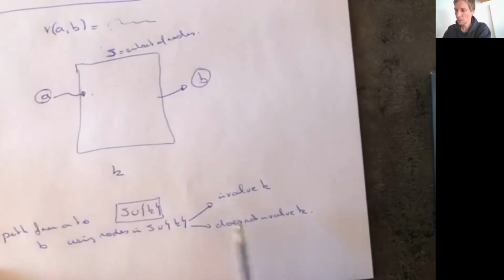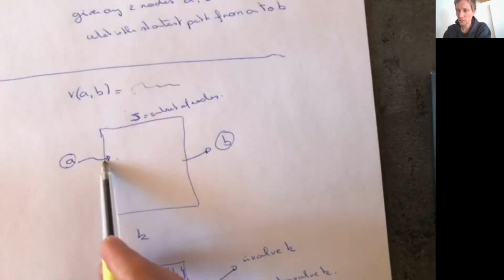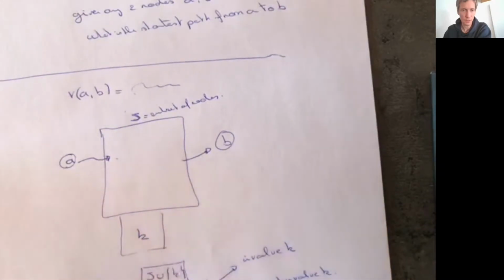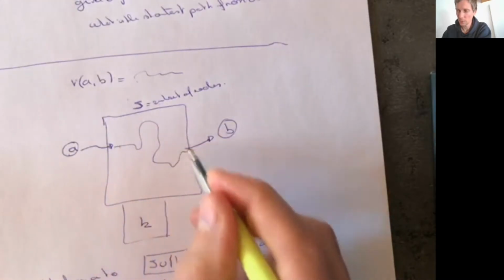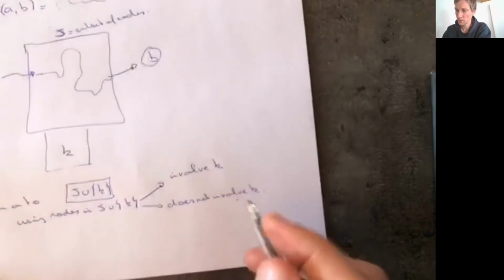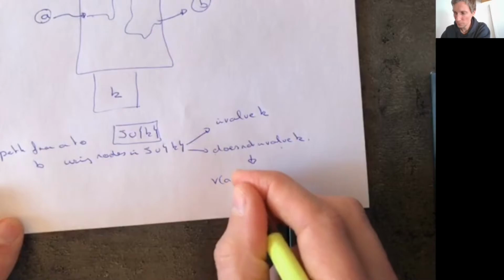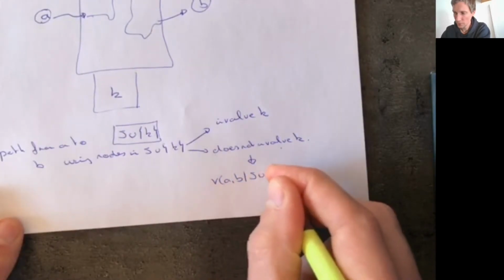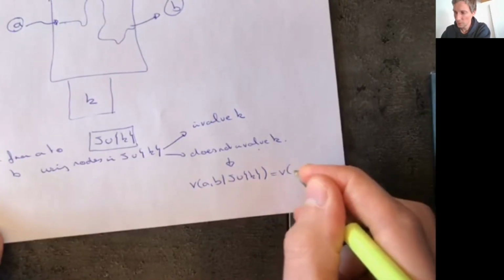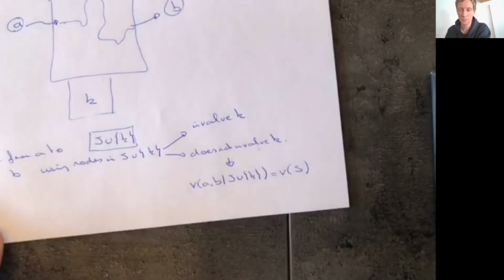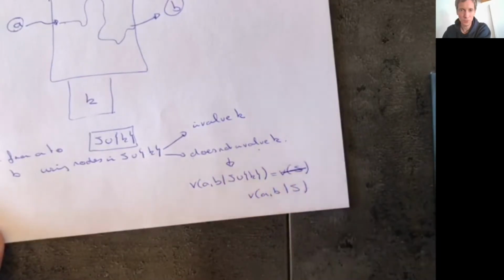Okay. So if it does not involve K, then it's very easy, right? Then basically the optimal path, right? So now you're adding K here. The optimal path from A to B only goes via the nodes in S. So in this case, if I take the shortest path from A to B using nodes in S union K, right? Let me write it like this. Then this will be equal to V of S, V AB using only nodes in S.